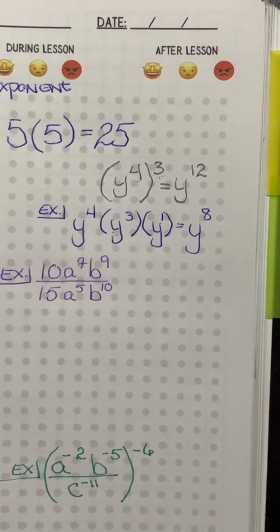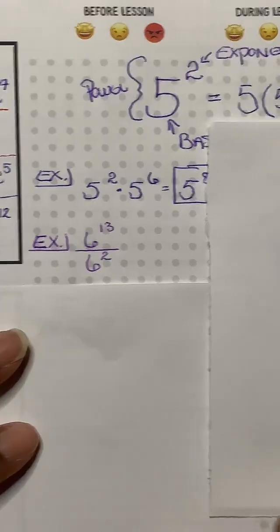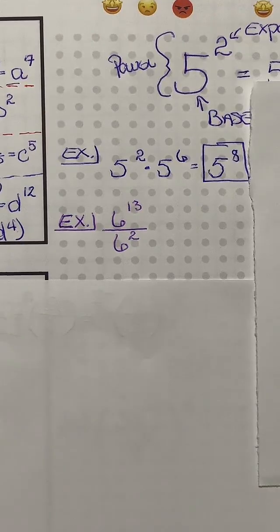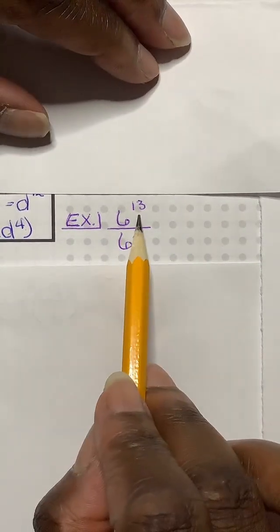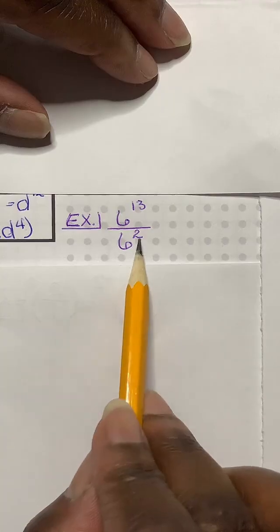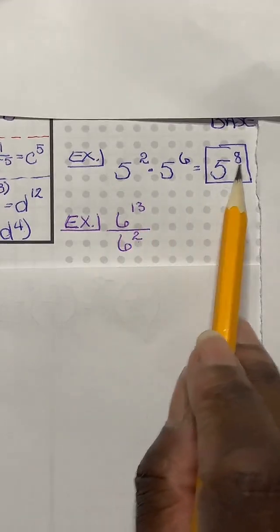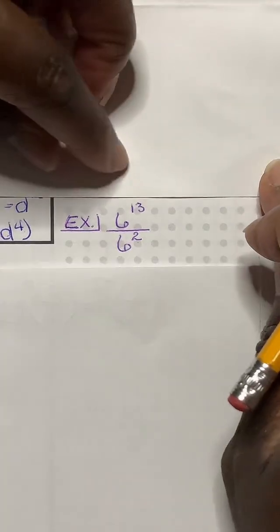All right, so let me get you guys focused. So that is multiplication. Let's focus right here. So we have 6 to the 13th divided by 6 to the 2nd. So if we know that when we multiply, we add the exponent, when we divide, we do what with the exponent?